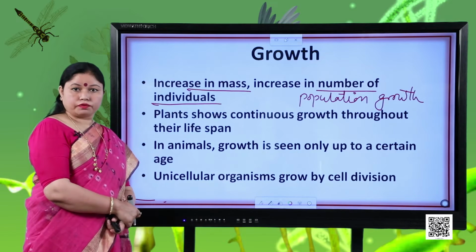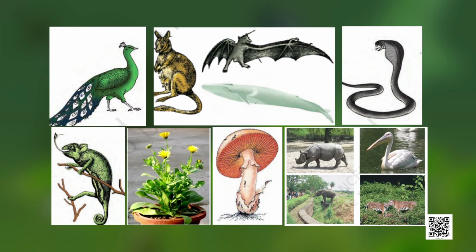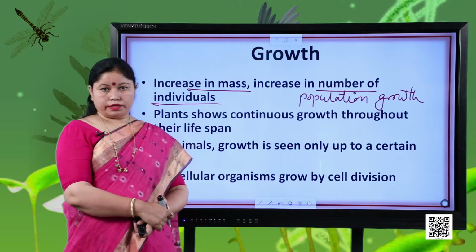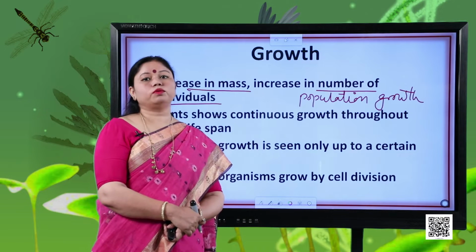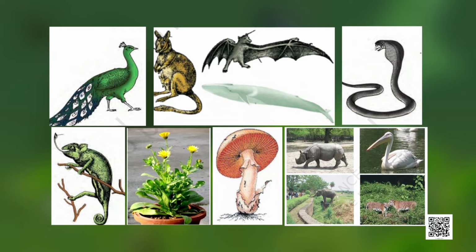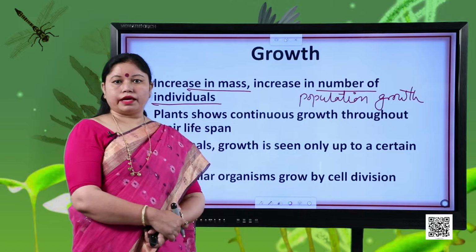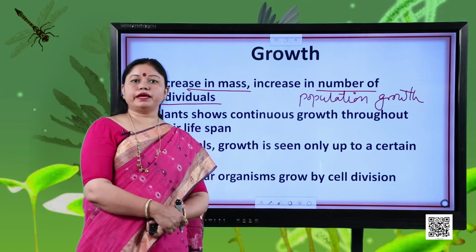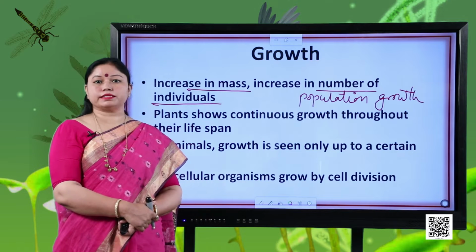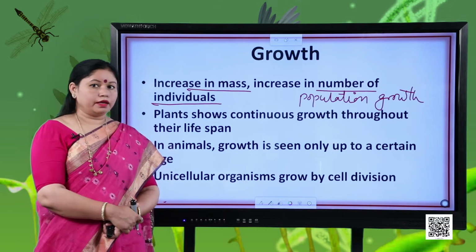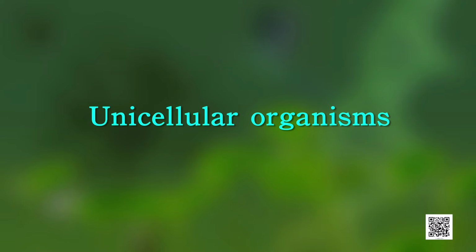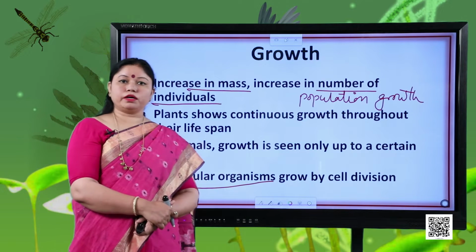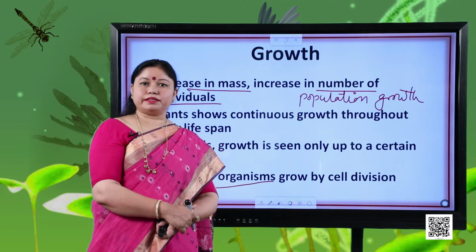Whereas in animals, growth is visible up to a certain age. Does the growth stop in them? No, that's not true. Growth in animals is actually a consistent process. As and when required, repair and regeneration of tissues takes place in various animals. If you consider unicellular organisms, they also grow by cell division. For example, amoeba grows by binary fission.